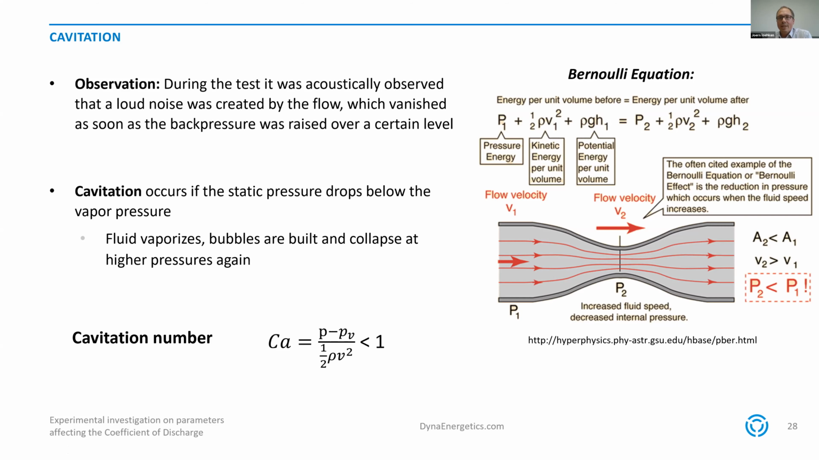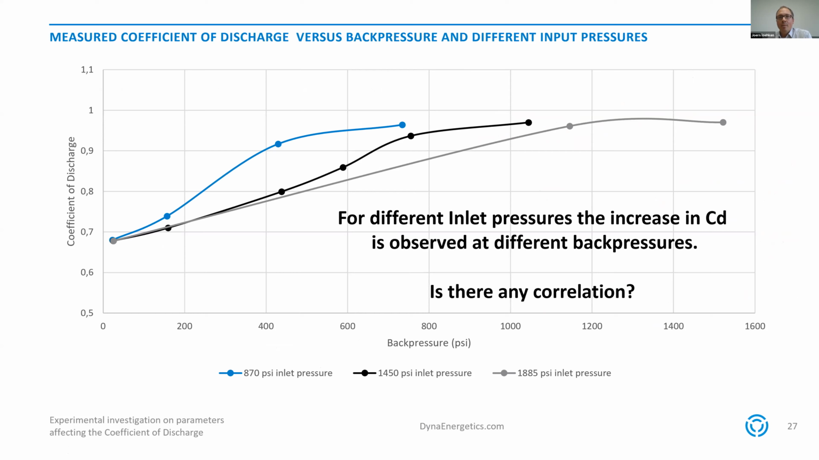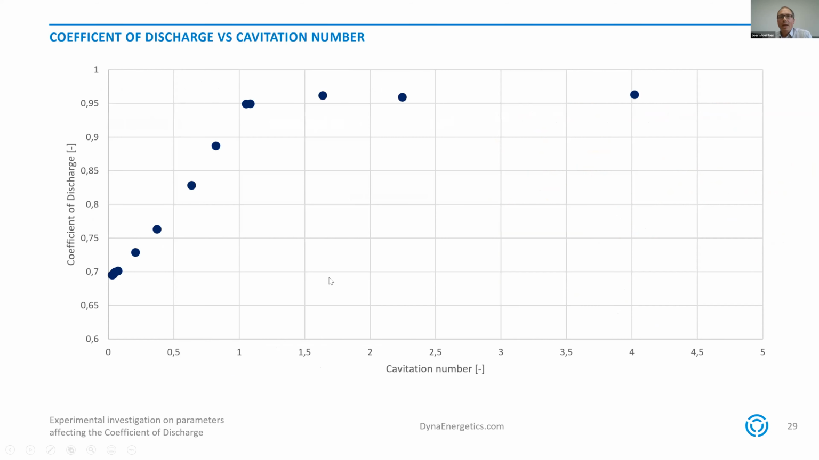We rearranged now the data from this slide where we plotted the coefficient of discharge as a function of the cavitation number. And this can be seen in this slide. For all of these data points, for very small back pressures, the cavitation numbers are small, and we see a nice linear increase of the coefficient of discharge with the cavitation number. And as soon as a cavitation number of 1 to 1.5 is reached, it goes to a constant level of approximately 0.95. That was surprising for us, but also it's a nice correlation.